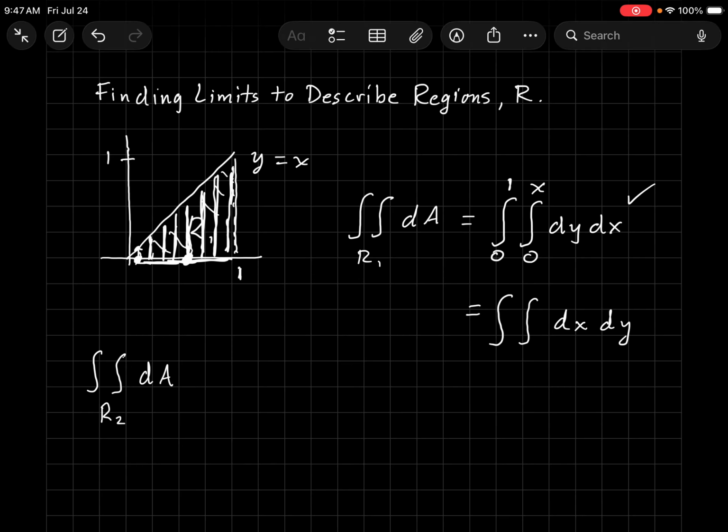What if I change the order of integration? We call these things iterated integrals. I might throw that in sometimes, but we're changing the order of integration here. What if I started with x first? Okay, so I'm starting with x first, then I'm fixing a y value. So I'll just pick a y value over here.